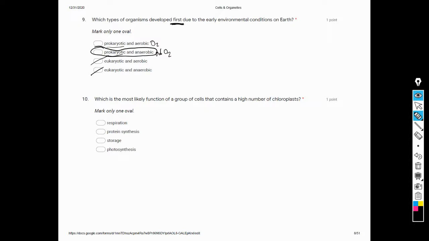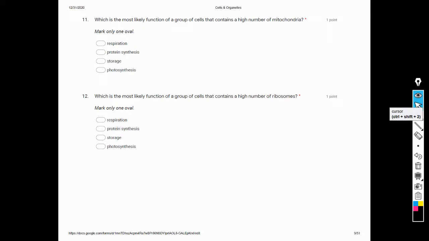Number 10, what is the function of a group of cells that contain a high number of chloroplasts? Again, knowing that chloroplasts go through photosynthesis, then that would be those cells' function. Number 11, which is the most likely function of a group of cells that contain a high number of mitochondria? Again, this is knowing what the mitochondria do. They go through cellular respiration to make energy for the cell. So respiration would be our correct answer choice here.